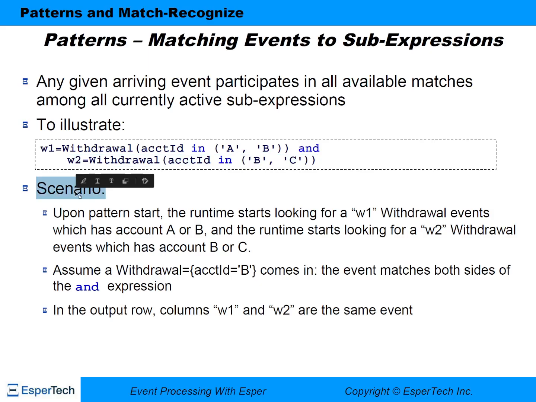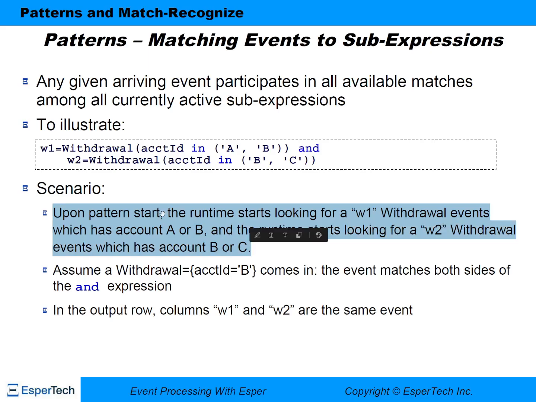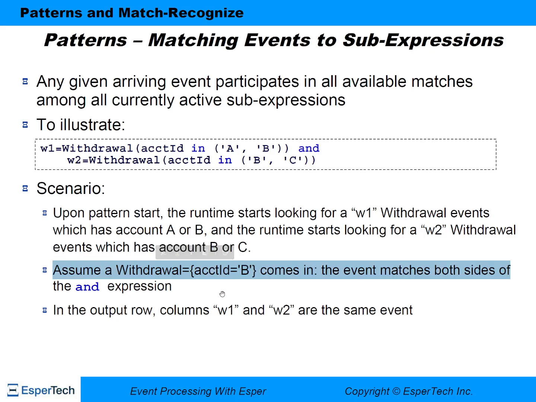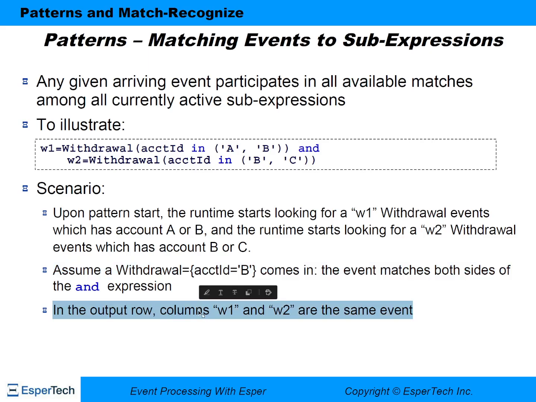Consider the following scenario. Upon pattern start, the runtime starts looking for a W1 withdrawal event which has account A or B, and the runtime also starts looking for a W2 withdrawal event which has account B or C. Assume a withdrawal event with account B comes in. The event matches both sides of the AND expression. In the output row, columns W1 and W2 are the same event.